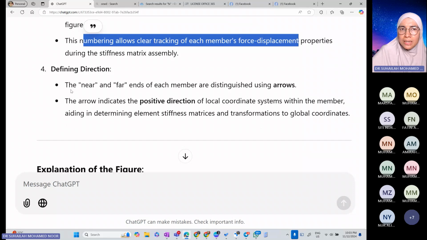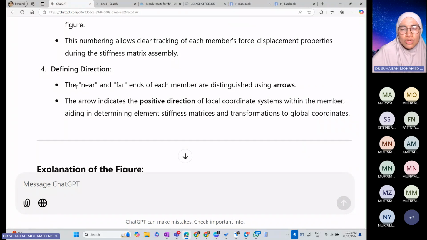Okay, we have to put an arrow, right? Why do we need to put an arrow? Because we need to identify the near and also far end of each member. For one element, there will be 2 ends. Both ends we call the near end and the far end, or I and J. Usually near and far. In the appendix it is written I and J. Near and far mean the same.